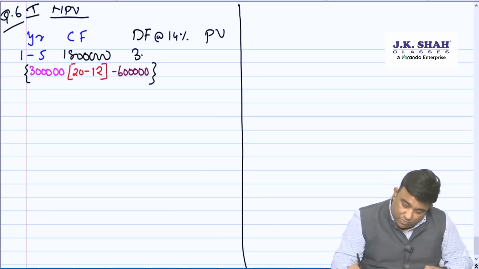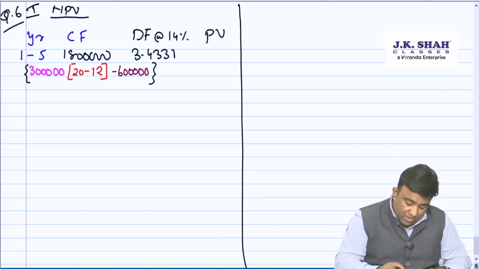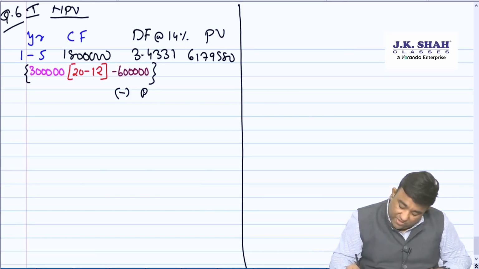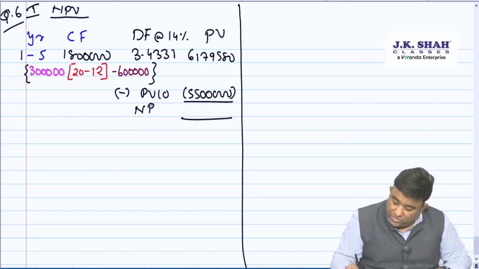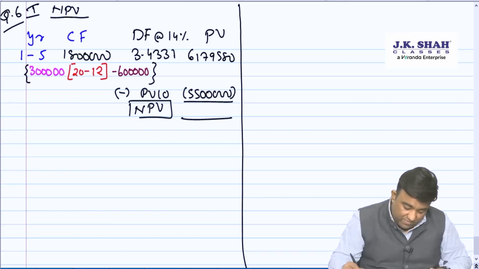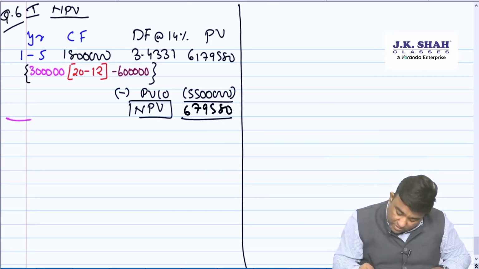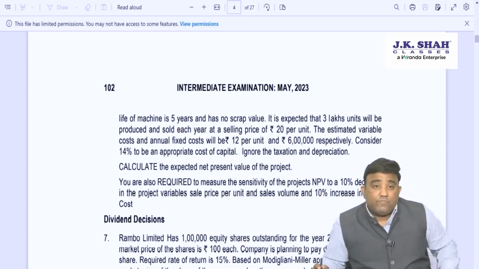This is 3.4331. That is 3.4331 into 18 lakh. That gives you 6179580 minus PVCO, which is your 55 lakh. Can I compute NPV now? Yes. My NPV is 6179580 minus 55 lakh, which is 679,580. Simple. That is what they expected in part 1. Yes, no? Yes. Now part 2.